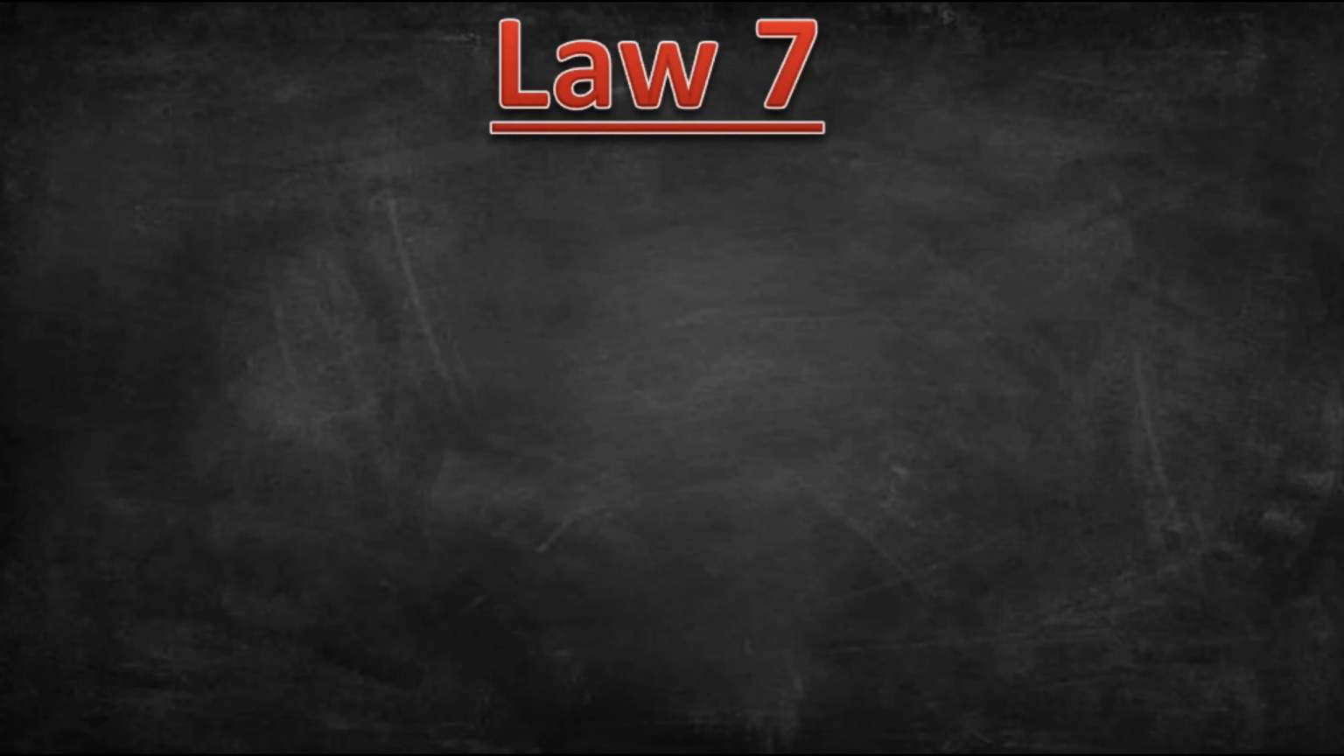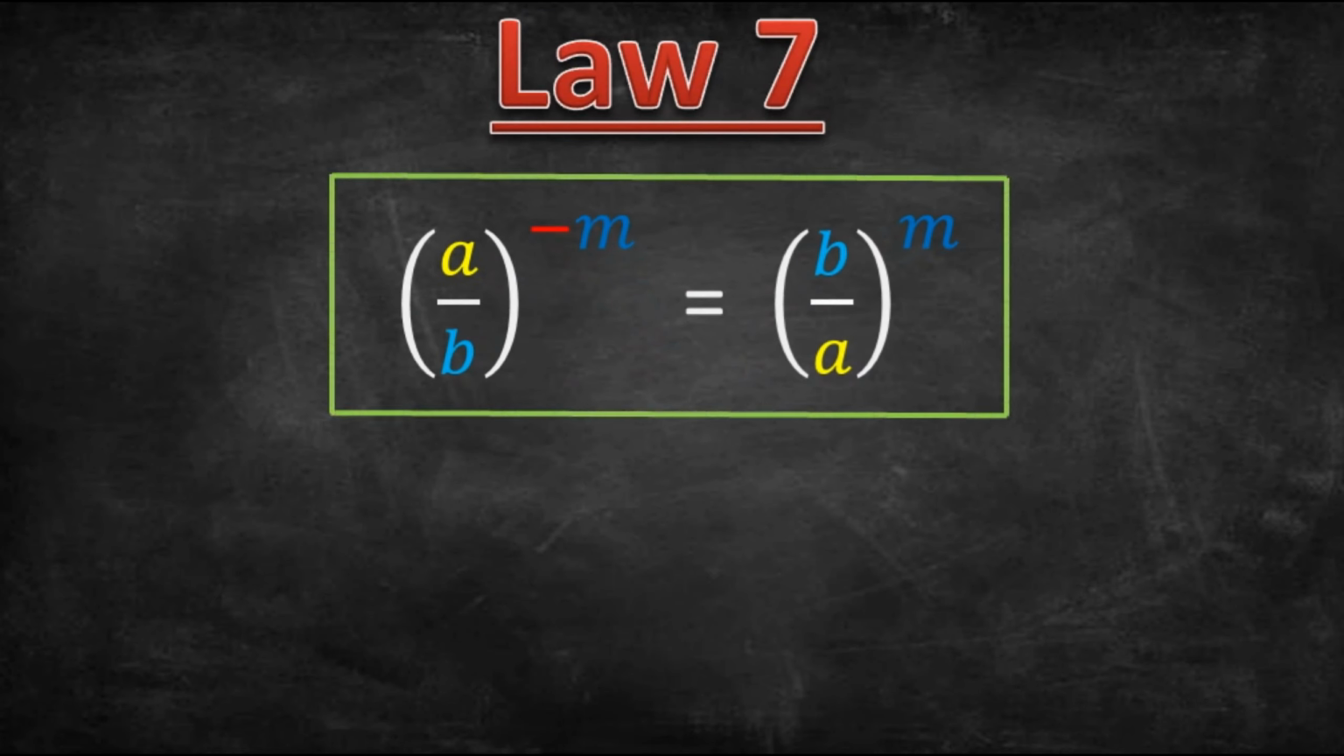We now come to law 7 of exponents. It says a over b to the negative m equals b over a to the positive m. In other words, when we have a fraction raised to a negative power, we can invert the fraction and the power becomes positive. Let's look at one or two examples.